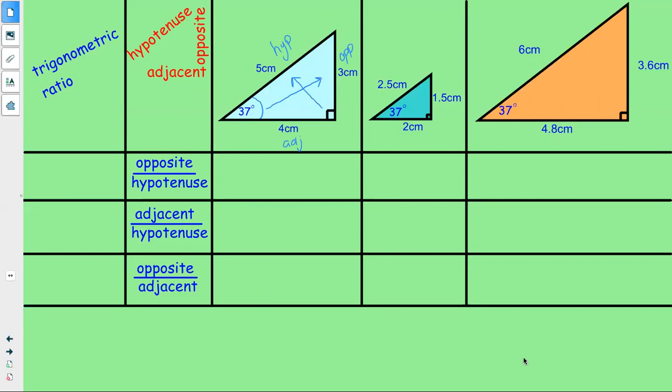Okay. Now, because all of these triangles are pointing the same way, and they all have an angle in the bottom right-hand corner, all of the sides are going to be labelled the same. So I'll just write them in quickly.